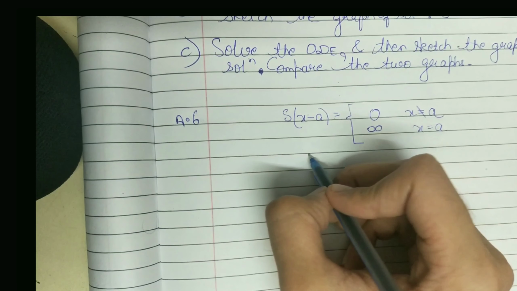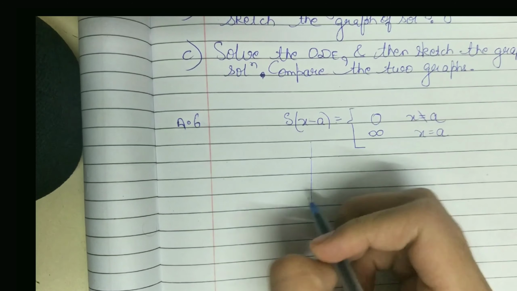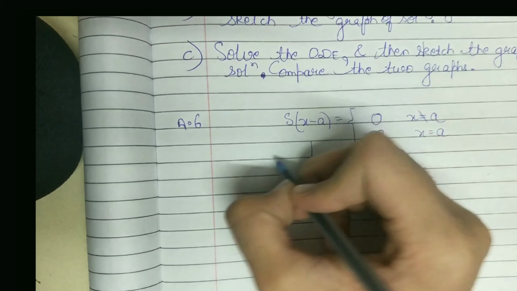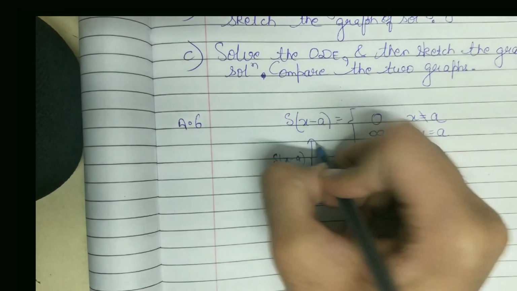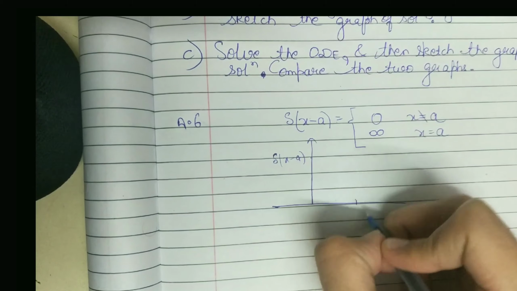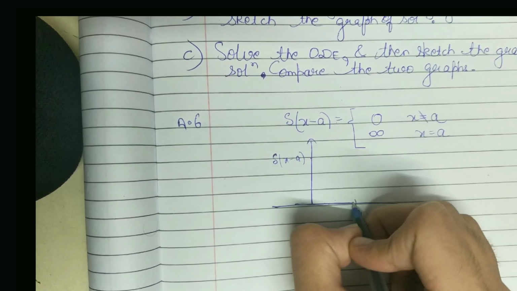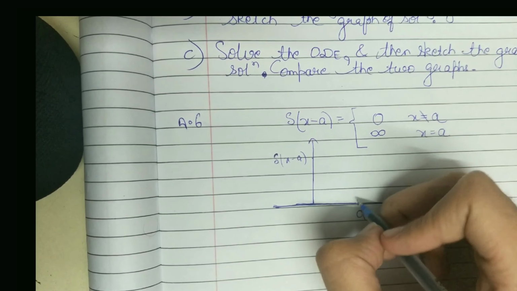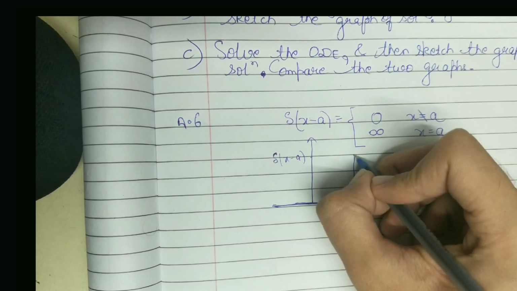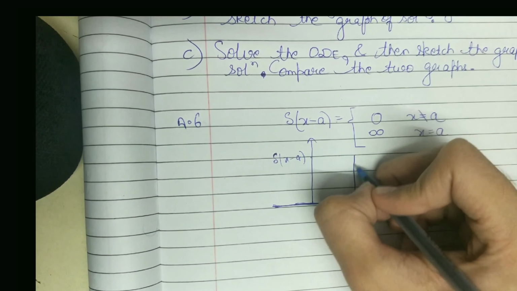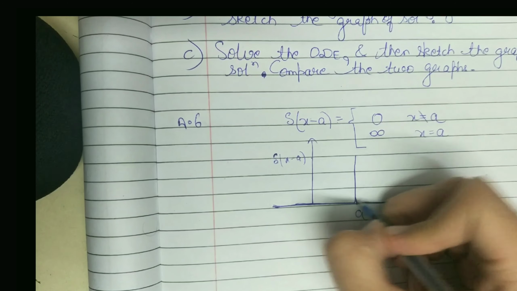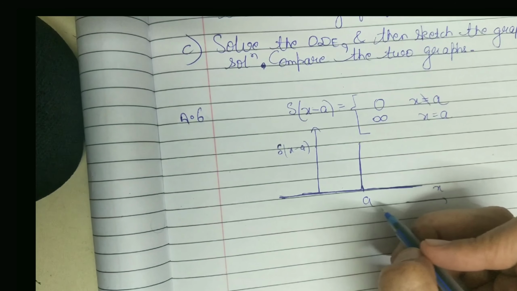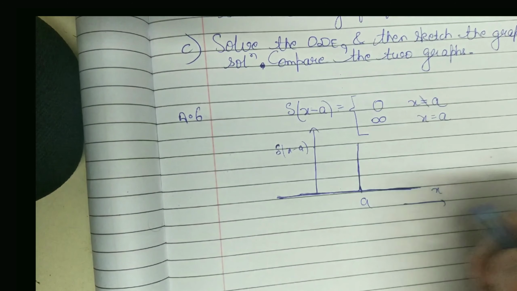So if we plot a graph of this Dirac delta function or distribution, this is delta(x minus a) on the y-axis, and this is x, and if this is the point a, then everywhere except a the value of the Dirac delta distribution or function is 0, but at point a its value peaks out and reaches infinity, just like a spike. So this is the definition and the graph of the Dirac delta function.